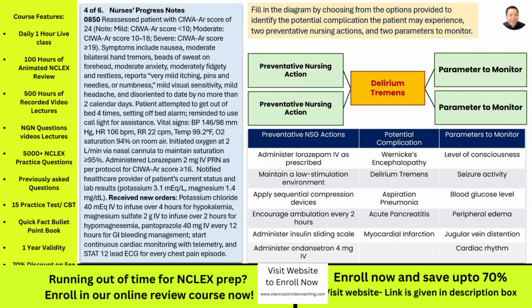So let's not forget about the client's vital signs here. There's already tachycardia and the blood pressure is going up. Take a look at the blood pressure of 146/98. This is a big change from the previous blood pressure reading. And the respiratory rate is also starting to rise, 22 cycles per minute. And so the overall picture tells us that there is an ongoing autonomic nervous system overdrive, which is a hallmark of DTs.